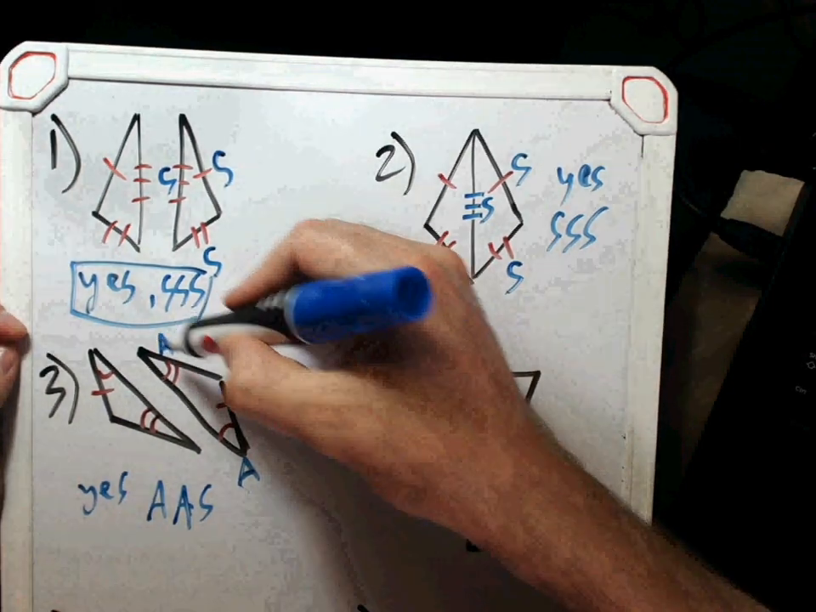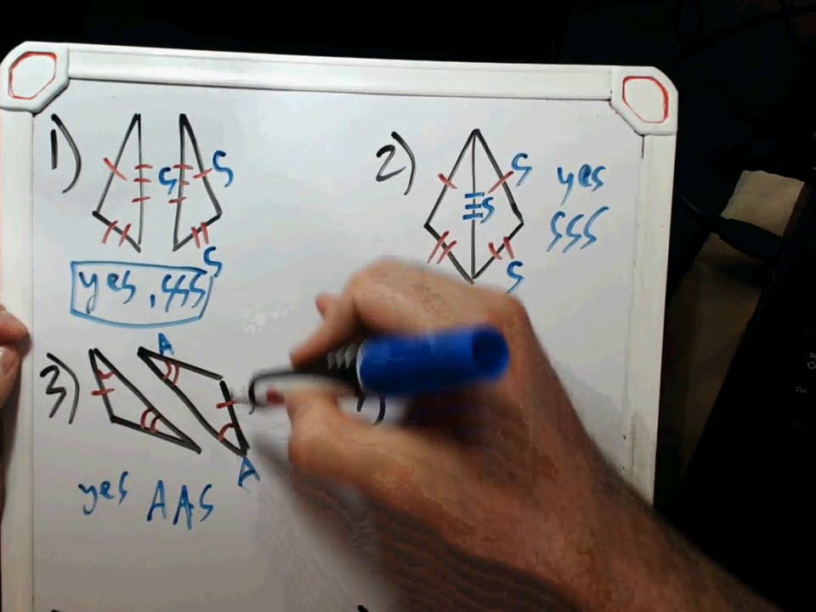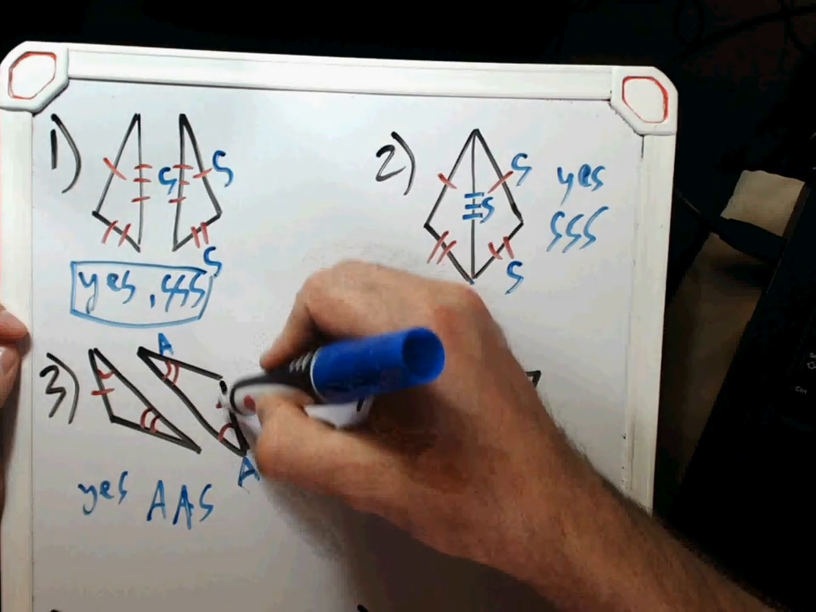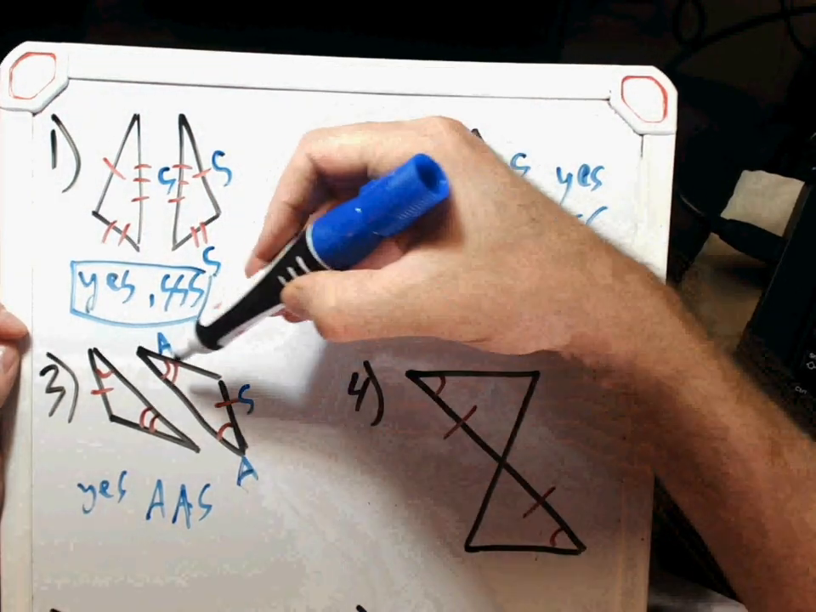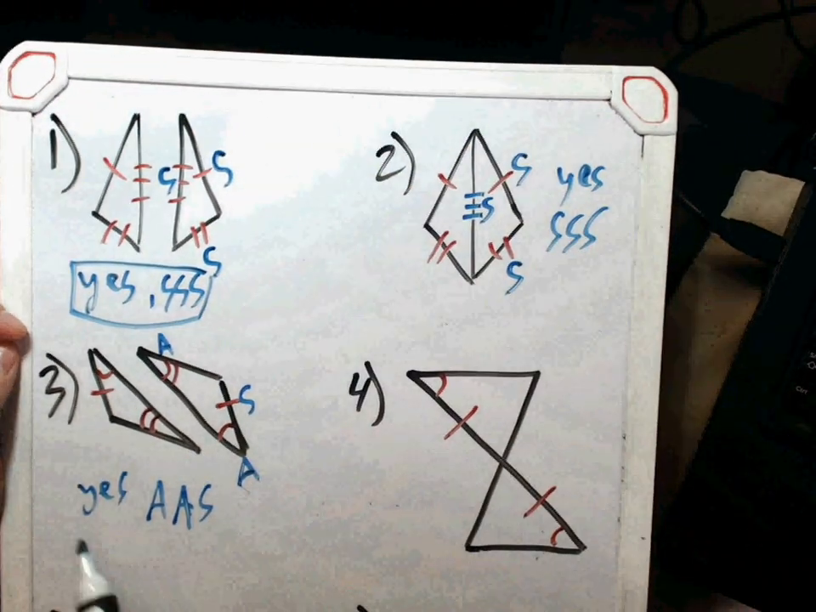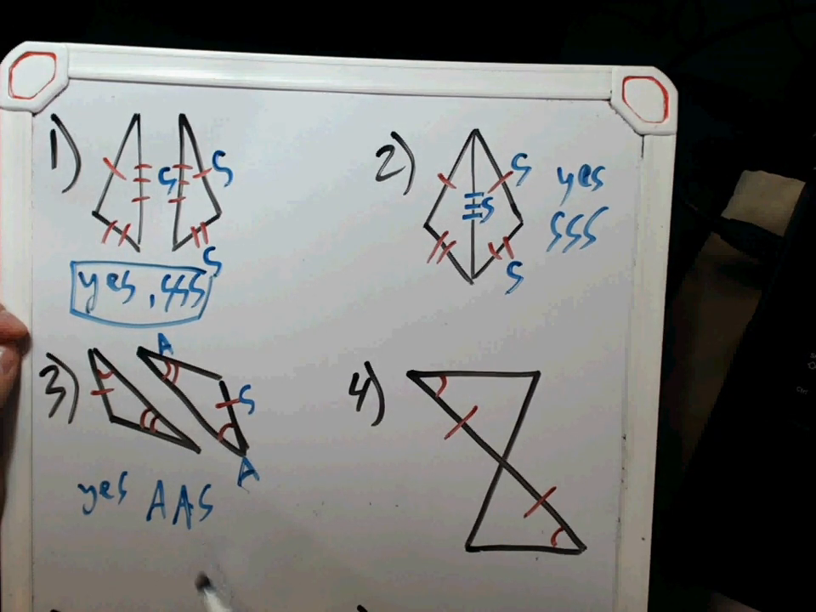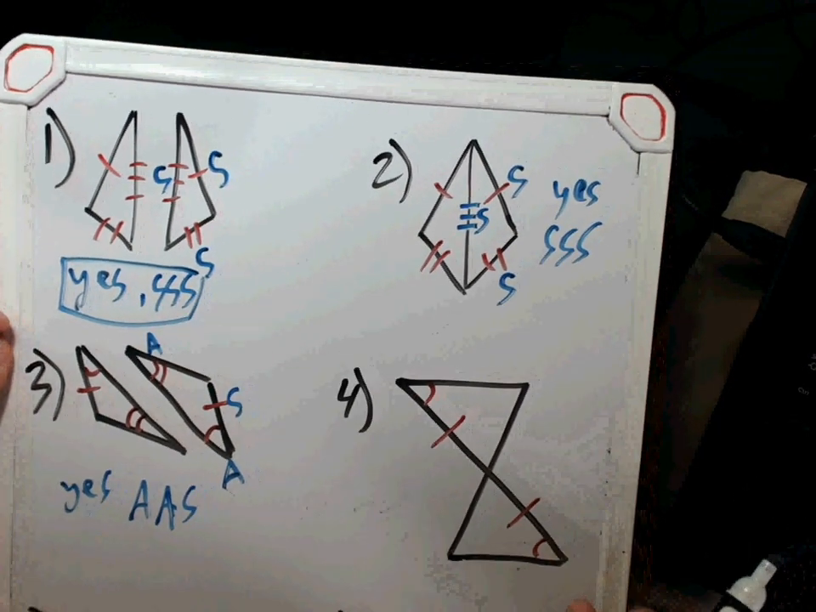If we did ASA, that would imply that we would have an angle, a side, and an angle all next to each other, but we don't have that. We have angle, angle, and side. So it's yes, AAS. Alright? Take a look at this one over here.